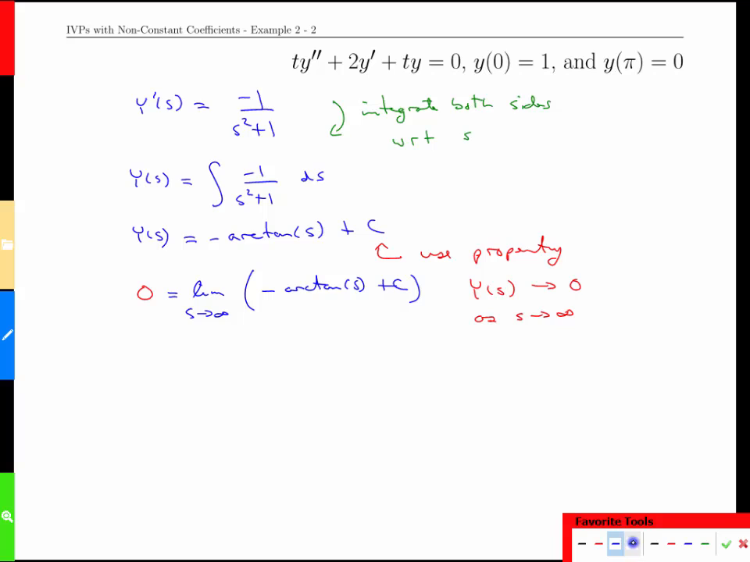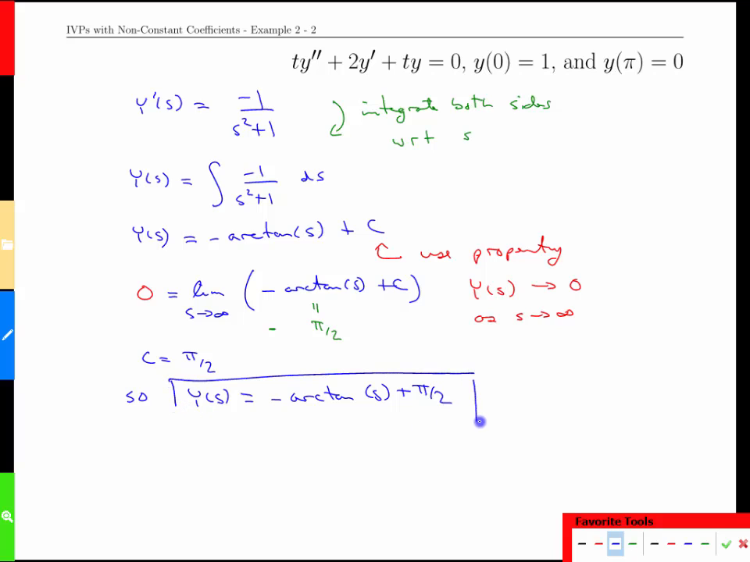And this we already know. We've seen this before. This is pi over 2, but there's a negative sign out front, so negative pi over 2. And at the end of the day, we end up with c is equal to positive pi over 2. So our y of s is equal to negative arctan of s plus pi over 2.